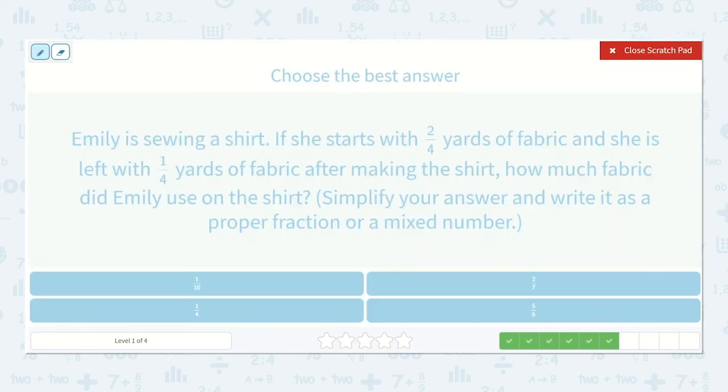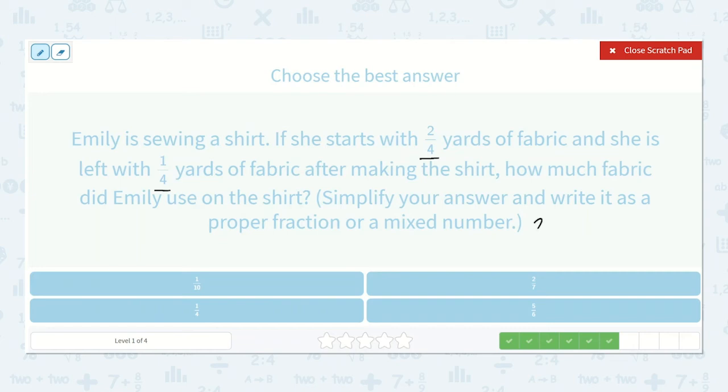Emily is sewing a shirt. If she starts with 2/4 yards of fabric and she is left with 1/4 yards of fabric after making the shirt, how much fabric did Emily use on the shirt? Simplify your answer and write it as a proper fraction or a mixed number.